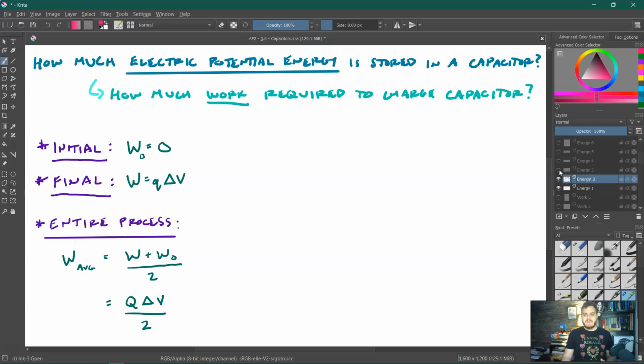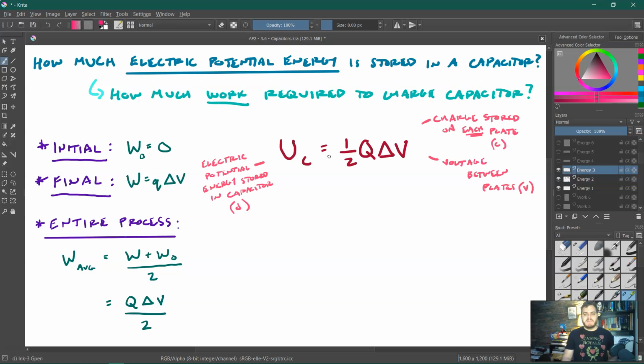And in fact, that is the case: the amount of energy stored in a capacitor is just 1/2 Q delta V, where Q is the charge stored on each plate in coulombs, delta V is the voltage between the plates, and UC is the electric potential energy stored within the electric field of the capacitor in joules.